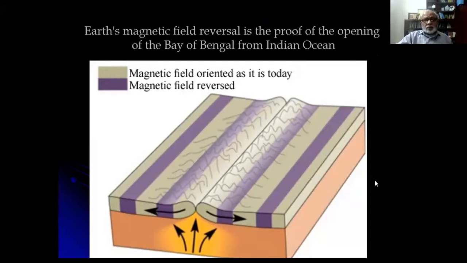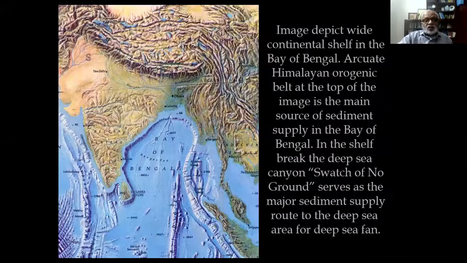Well, this is a cartoon which signifies how the Bay of Bengal has opened up. The Bay of Bengal is very much linked to the movement of the Indian plate. The Indian plate was at the triple junction. At that time, this was the initial Bay of Bengal, the western basin. So as India moved, this basin also moved along with India.